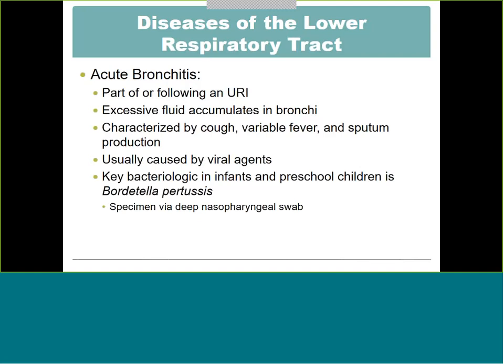So you'll definitely have a productive cough. What that means is you have mucus or phlegm coming up, or what we call sputum. Anytime we talk about productive coughs, it's saying that they have production of sputum, that's phlegm. Sometimes there's fever, sometimes not. A lot of times acute bronchitis is just caused by viruses.